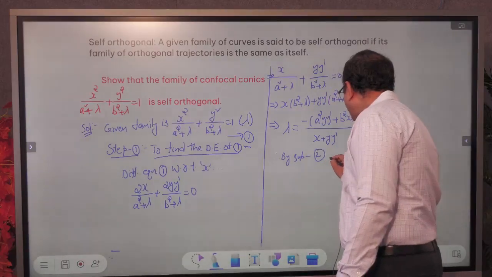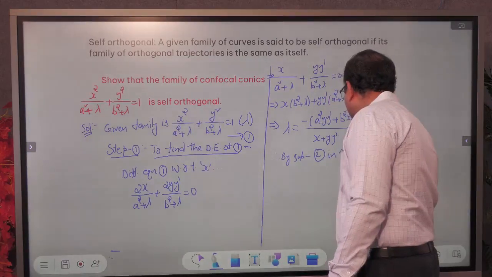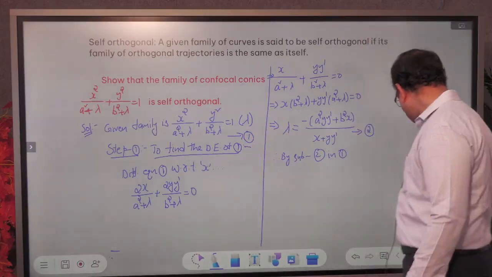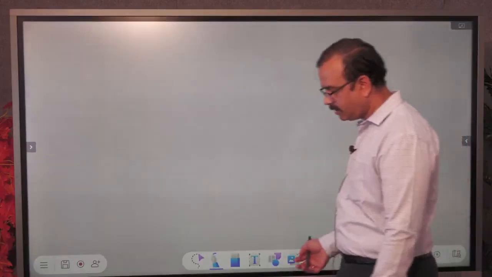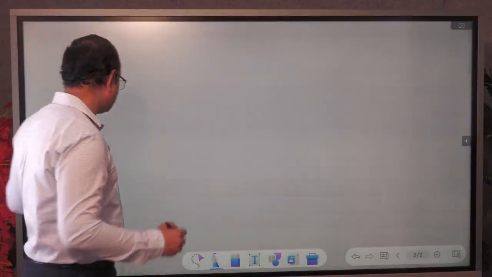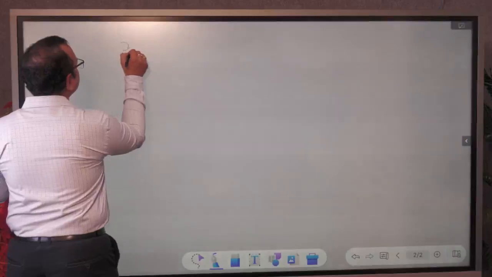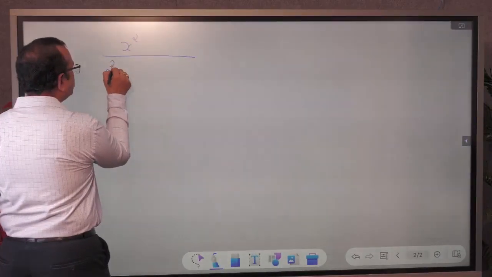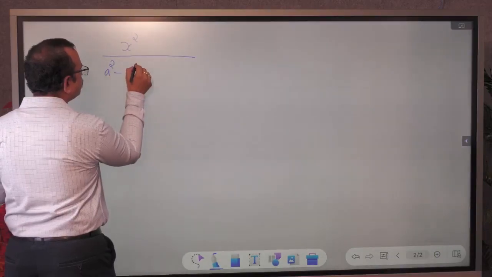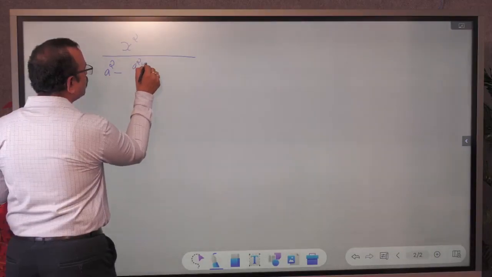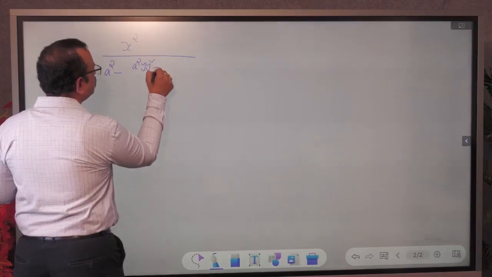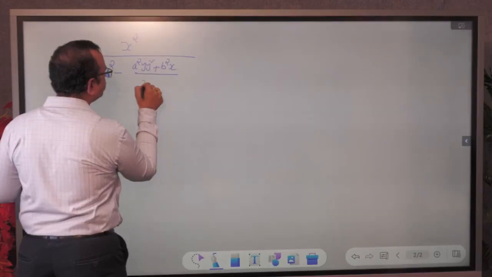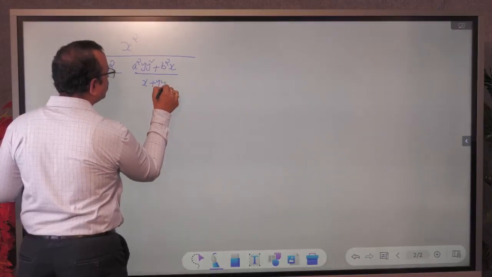Substituting 2 in 1. Okay, now we will substitute this value of lambda in equation 1. In the next page I will write so that it may be clear for you. So x square by a square plus lambda we have. So x square by a square plus lambda. Lambda means minus of a square y dash plus b square x divided by x plus y dash.